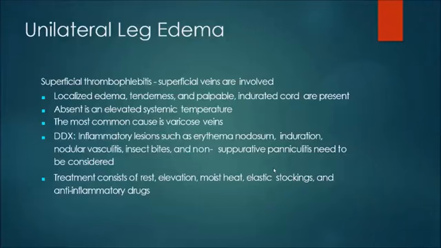Okay, so superficial thrombophlebitis. These are when the superficial veins are involved instead of the deep. So you get localized edema and tenderness with a palpable indurated cord. The most common cause is varicose veins. Differential diagnosis, you want to keep in mind inflammatory lesions such as erythema nodosa, induration, nodular vasculitis, insect bites, and non-suppurative panniculitis need to be considered. Treatment consists of elevation, rest, moist heat, elastic stockings, and anti-inflammatory drugs.